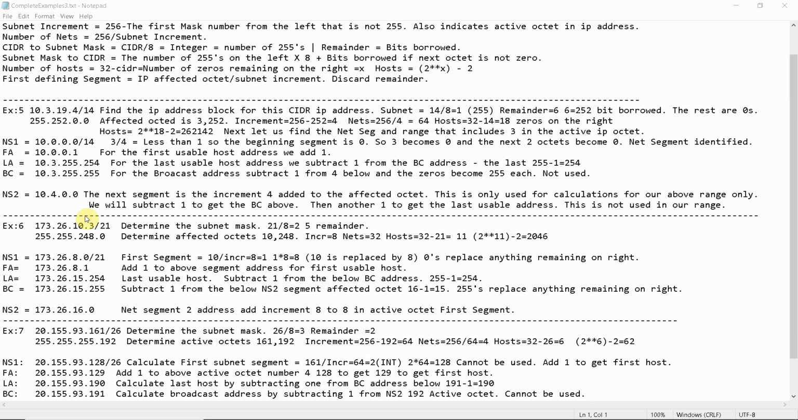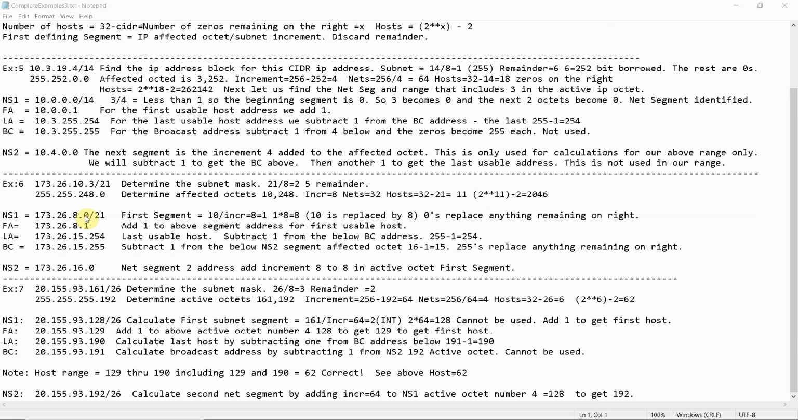Let's go to example 6. Here we got a /21. We got a 2 and a 5 remainder. So we know 255, 255, and 248.0. What's different? 248. Third one. 10 is our active octet. So let's find our defining net segment.